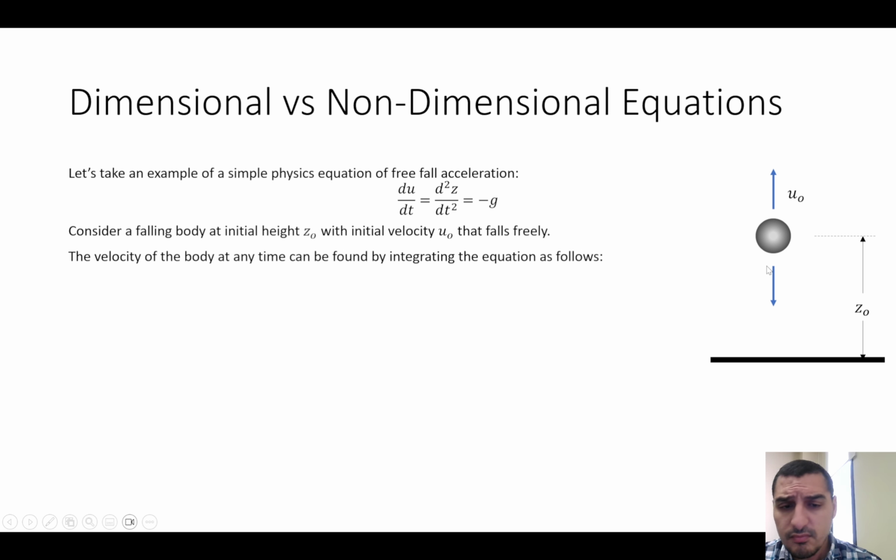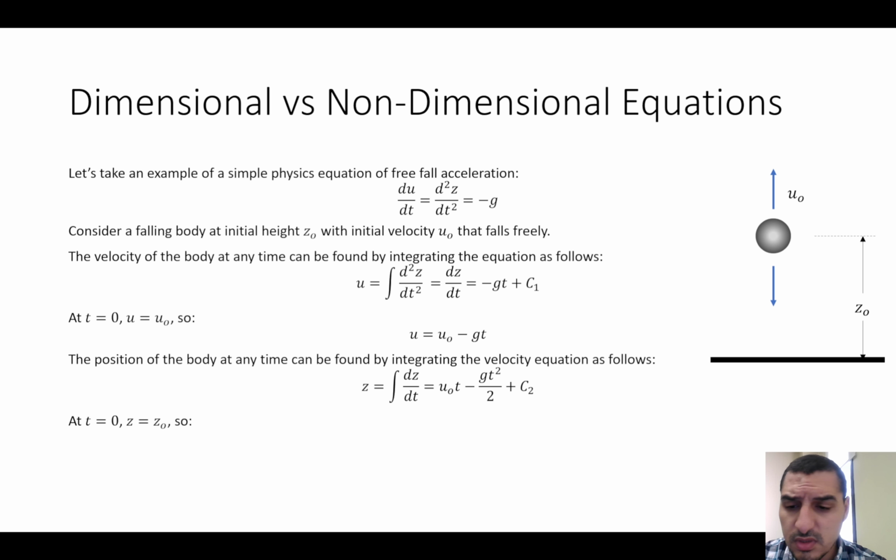So if we want to get the height as a function of time, we will integrate the equation twice, and with the integration we'll get two constants. We use the initial conditions: time equals 0, u equals u node; time equals 0, z equals z node. And finally you will get this equation. This is what I want to get from this slide: this is the relation between the height at any time as a function of the initial height, the initial velocity, the time, and g, which is the acceleration due to gravity.